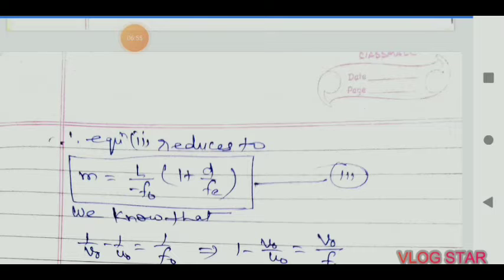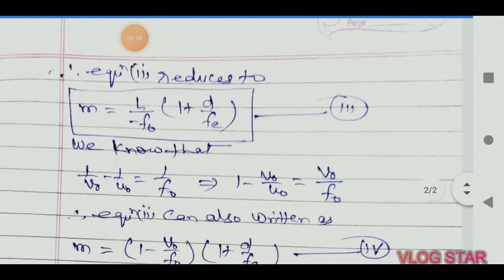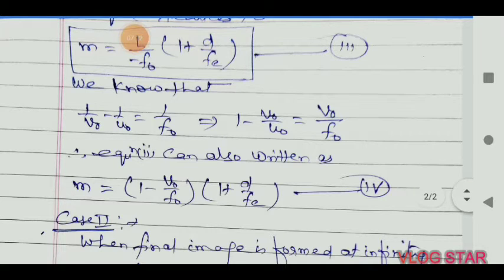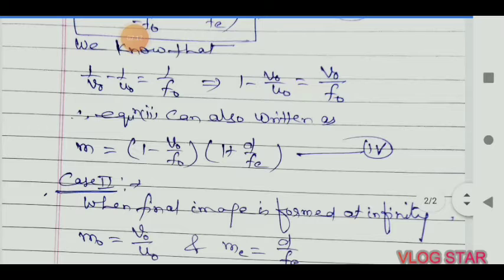Okay. You can also write it in that way. We also know, using the lens formula, 1 by V minus 1 by U is equal to 1 by F for the objective lens. We have put the subscripts V naught, U naught, F naught. Multiplying with V naught, we get that relation. So in place of V naught by F naught, we can also write bracket 1 minus V naught upon F naught, bracket close, times 1 plus D by Fe.